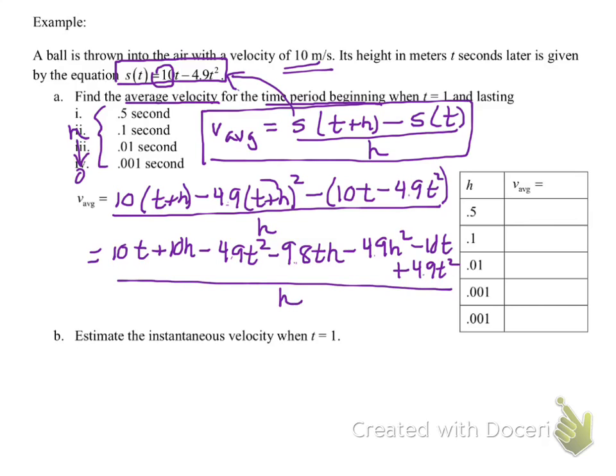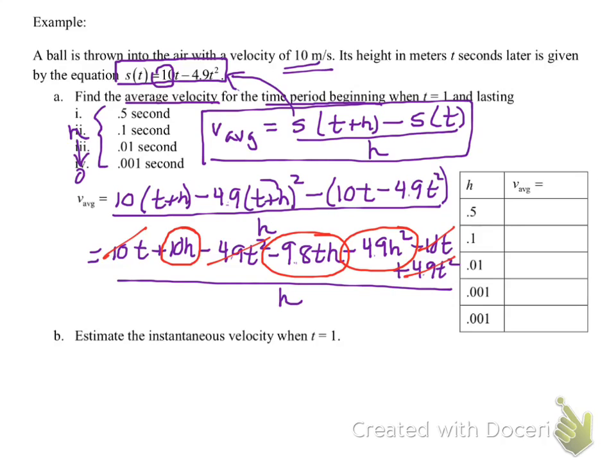Then what we're going to do is look for things that we can cancel out here. So let's see, we've got a 10t and a negative 10t. Those cancel each other out. We've got a 4.9t squared and a 4.9t squared, positive and a negative, so they cancel each other out. So the only terms left are this positive 10h, this negative 9.8th, and this negative 4.9h squared.